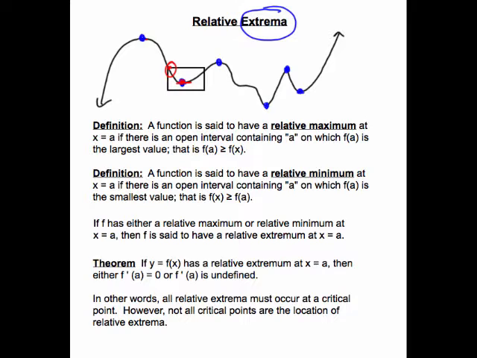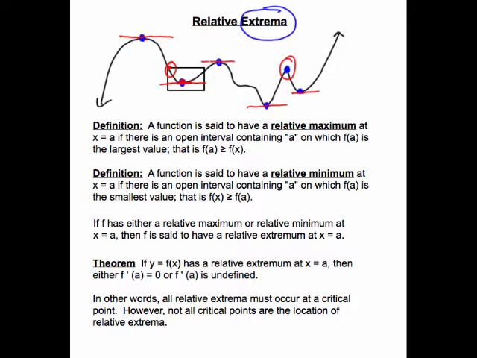Now if you take a look at this, what do all of these points have in common? Well, relative mins and maxes all occur at locations where the derivative is either 0, or, now I've got a cusp here, or where the derivative is undefined. Okay, that's going to be a really important point in terms of how we determine where our extrema are. They occur where the derivative is 0 or undefined.